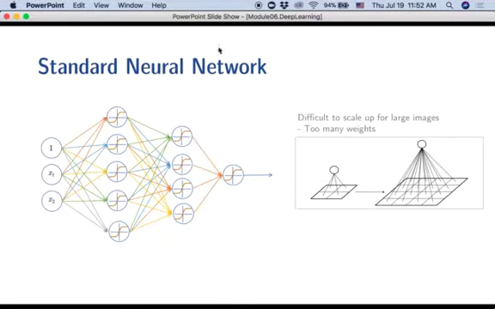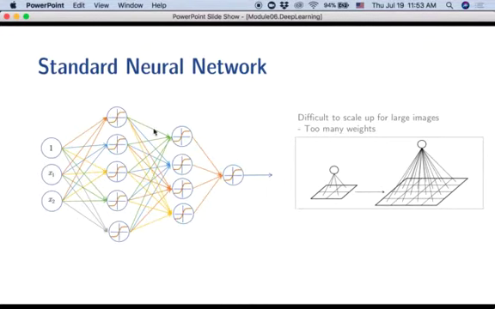Okay, so this is a standard neural network. What I have is two inputs here, and then I have a hidden layer of five neurons and a hidden layer of four neurons, and then I have one output, or maybe I have two outputs, or however many outputs I have. And what I've really done here is connected everything to everything. So these weights are going to be a 3x5 matrix, and these weights are going to be a 5x4 matrix. So between these two layers, I have 15 and 20, so 35 weights, and then four more here. So I have 39 weights in this really small network.